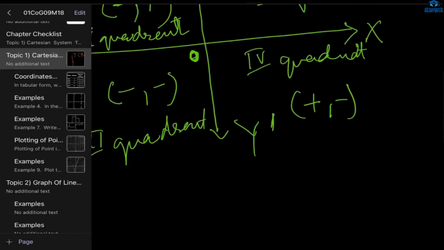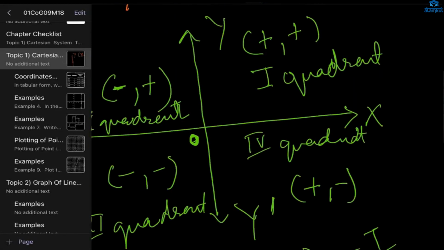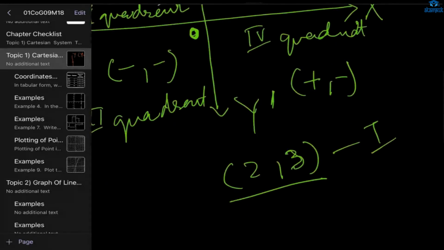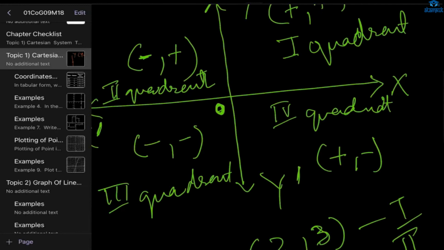Now, if I tell you 2, 3, can you tell me in which quadrant this 2, 3 lies? This will lie in the first quadrant because both the values are positive. You see here, in first quadrant, x and y both are positive. Now in second quadrant, x is negative, y is positive. So if I write minus 3, 5, this will lie in second quadrant, because the value of x is negative and the value of y is positive. So by looking at the point, you can tell in which quadrant it lies.